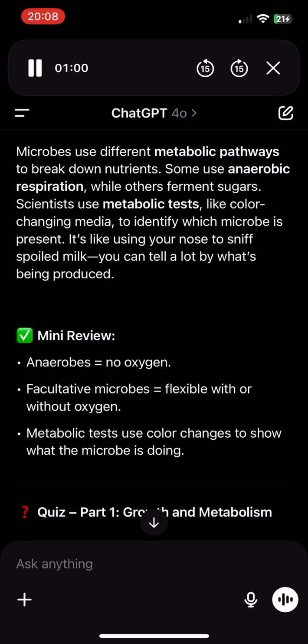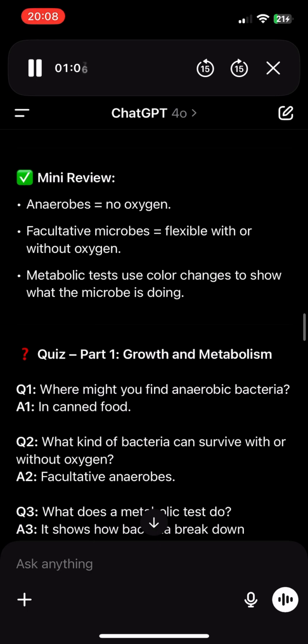It's like using your nose to sniff spoiled milk. You can tell a lot by what's being produced. Mini review. Anaerobes equals no oxygen. Facultative microbes, flexible with or without oxygen. Metabolic tests use color changes to show what the microbe is doing.